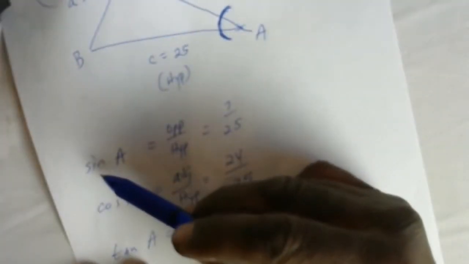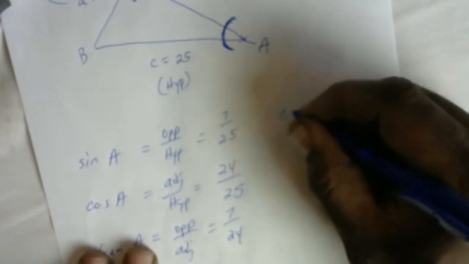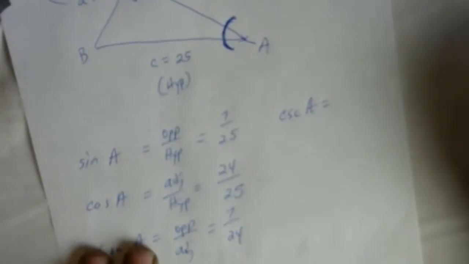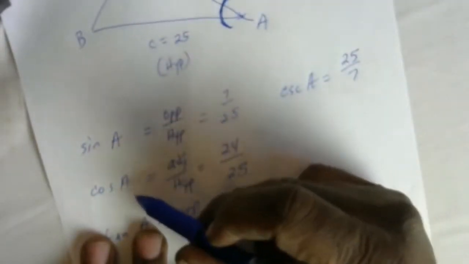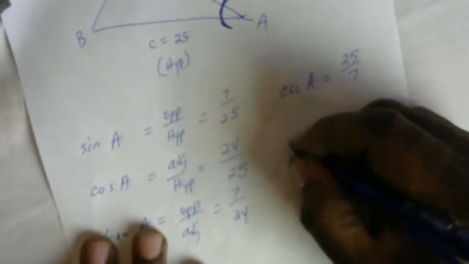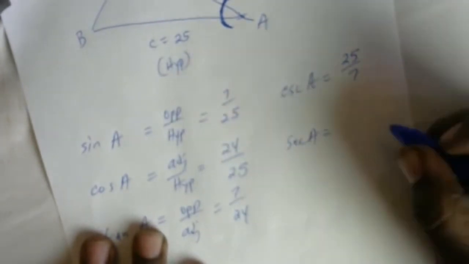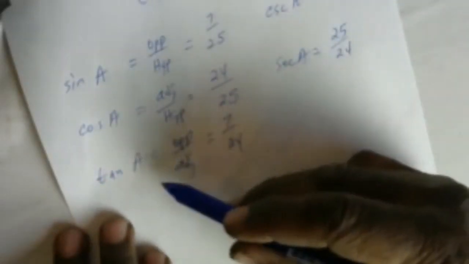And now I can find the reciprocals. The reciprocal of sine is cosecant, so I can just reciprocate that. That's 25 over 7. The reciprocal for cosine is secant, so I can reciprocate it. That's 25 over 24. The reciprocal for tangent is cotangent, and that's 24 over 7.